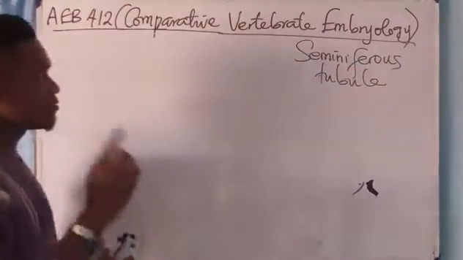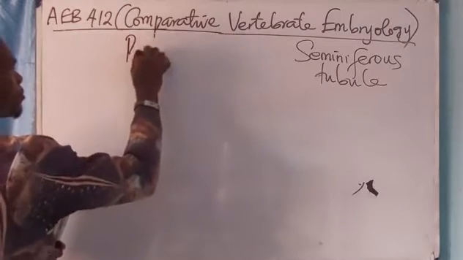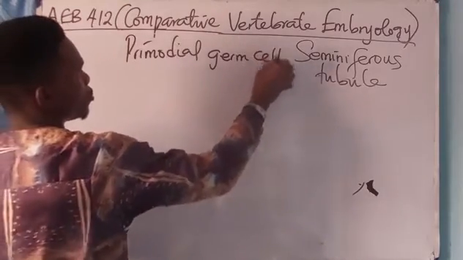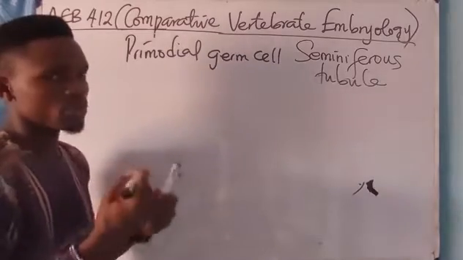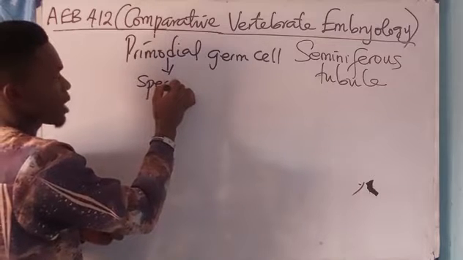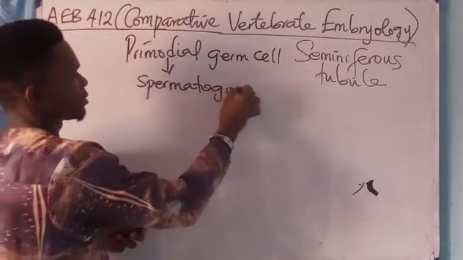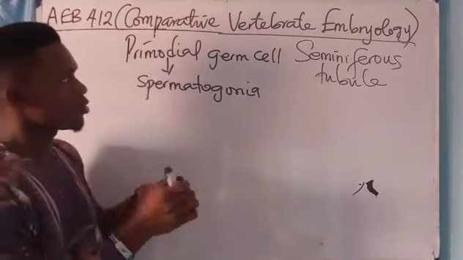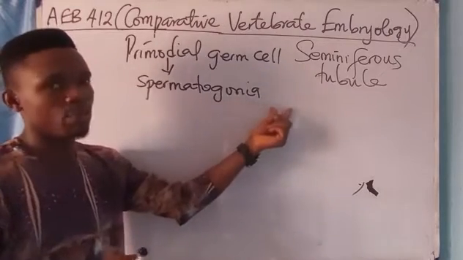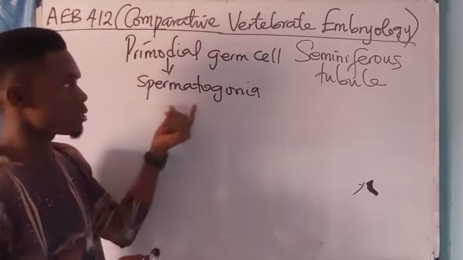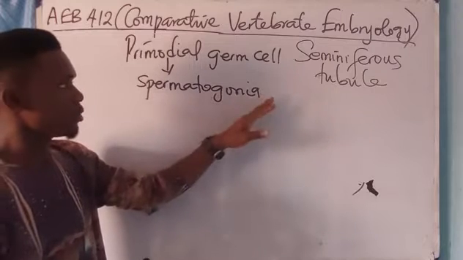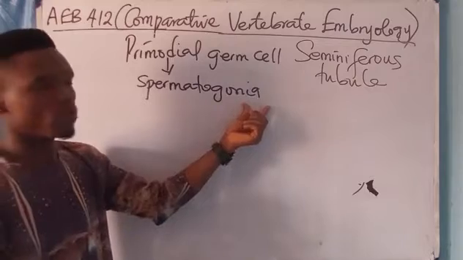How does it occur? First thing first, the primordial germ cell undergoes mitosis repeatedly to produce what? Spermatogonia. It will undergo mitosis to produce spermatogonia. Spermatogonia are diploid. Spermatogonium is singular, but spermatogonia are plural. So it is diploid.